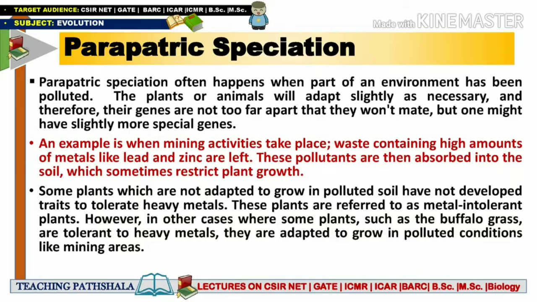The plant or animal will adapt slightly as necessary, and therefore their genes are not too far apart that they won't meet, but one might have slightly more specific genes. So in this way, the factor might be pollution, but due to that there will be the creation of a barrier, and that barrier is going to work as a reproductive barrier. That is why there will be the formation of a distinctive species, in the case of a plant or an animal.